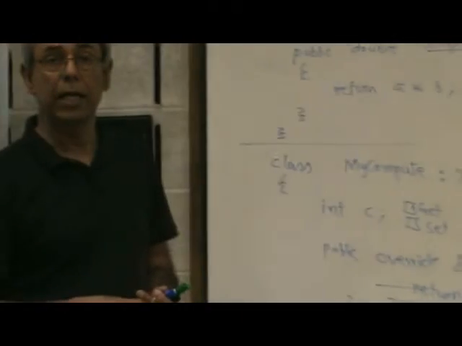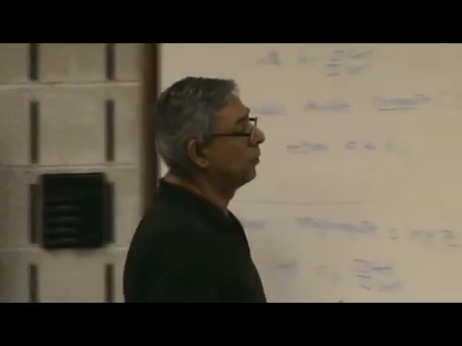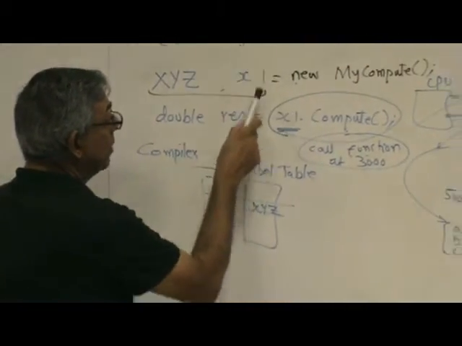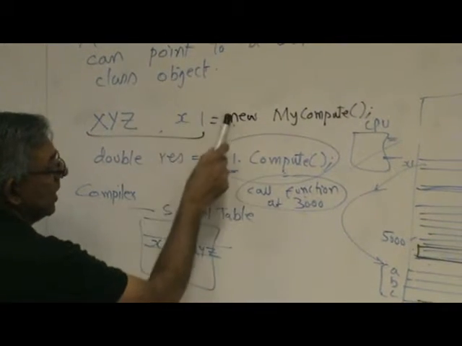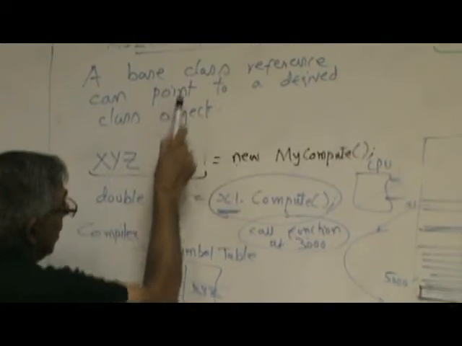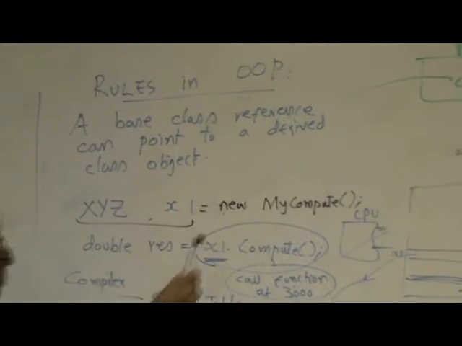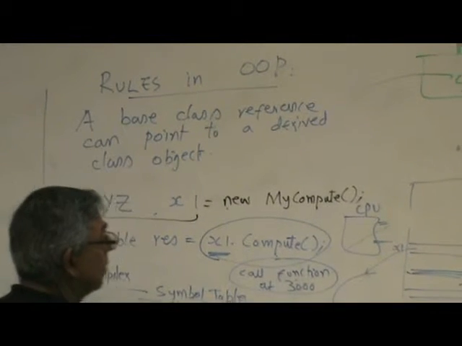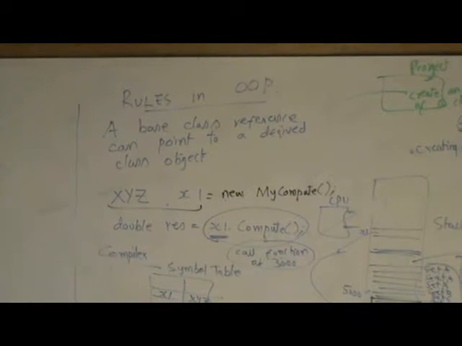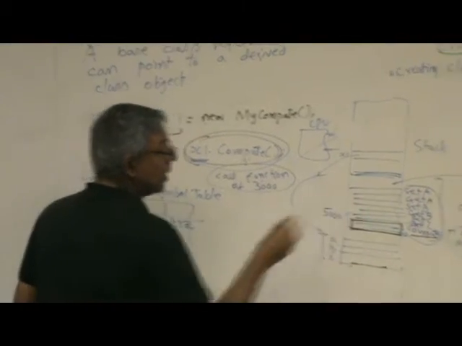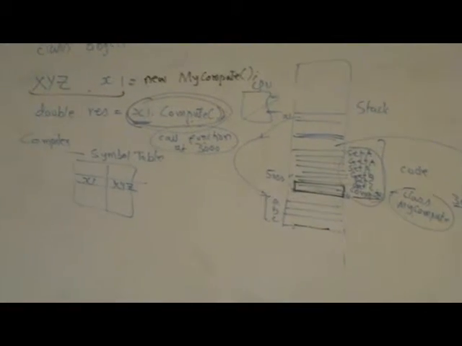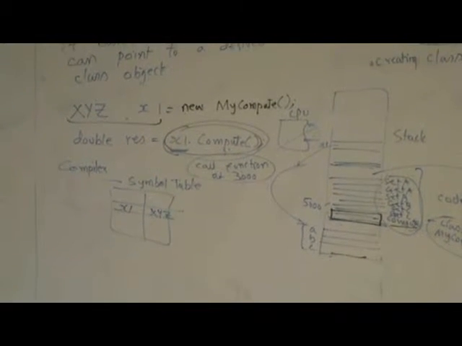So the question is, is the compiler doing the right thing? What type of object did we create over here? It was not XYZ. See, using this property of object-oriented programming, we actually allocated my compute. So what was the goal of the programmer? The goal of the programmer was to call the compute in my compute, not in XYZ. So this is where the virtual keyword comes into play.